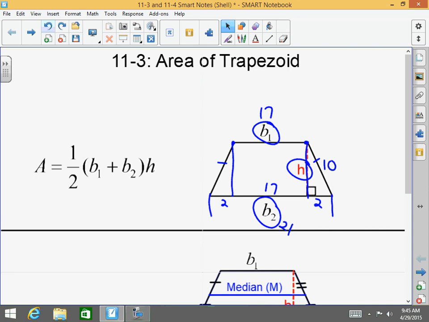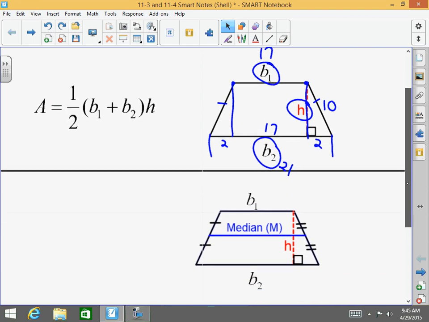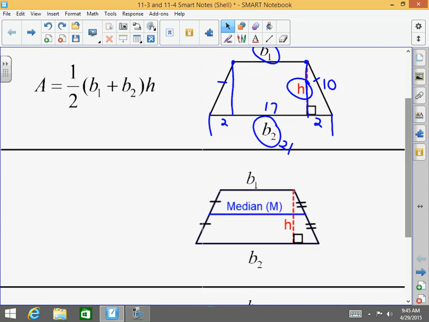Okay, now, there's another way to find the area of a trapezoid, and it's by using what's called the median. We know what the median is. A median is a segment that bisects the two segments that it intersects with into equal halves. And in order to find the median, just the median by itself, it's literally just base 1 plus base 2 divided by 2, or half of base 1 plus base 2.